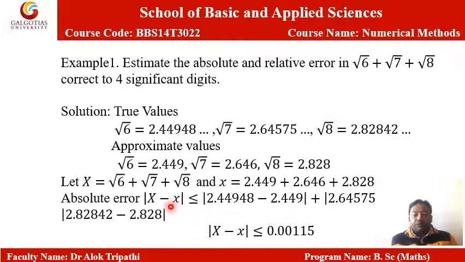Now what is the estimate of absolute error? This will be less than or equal to mod of 2.44948 minus 2.449, plus this, and plus mod of 2.82842 minus 2.828, which means the absolute error will be less than or equal to 0.00115.